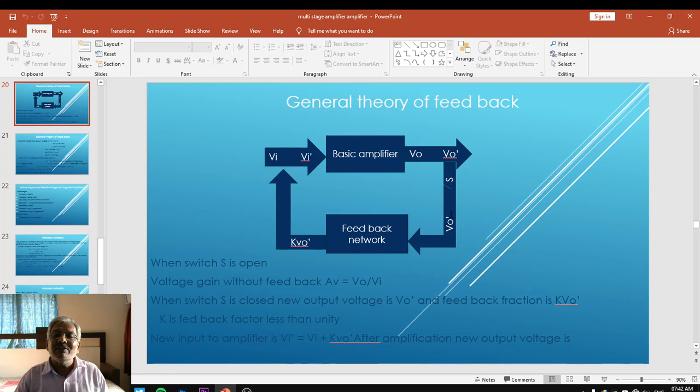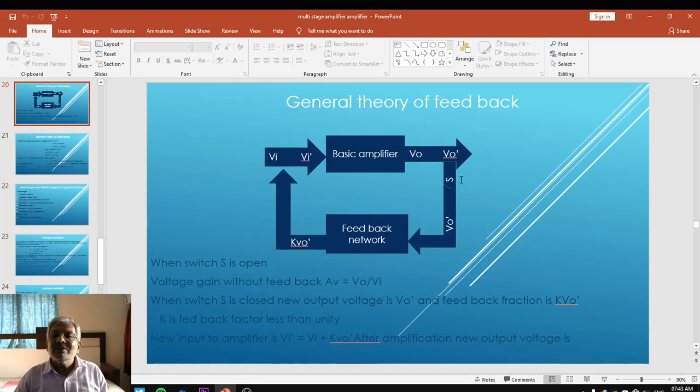Out of that Vo dash, some part, that is K times Vo dash, is fed back to the input, and that is done by means of a feedback network, where K represents the feedback factor. Let AVF be the gain of the basic amplifier with feedback, or after feedback, which is given as AVF equal to Vo dash upon Vi dash by the definition of the gain. Then we are going to proceed further.